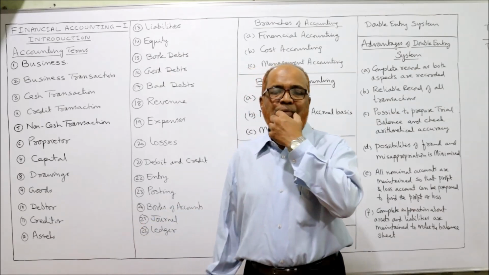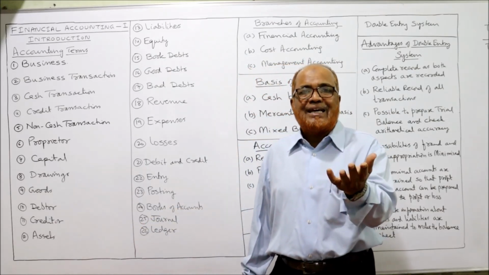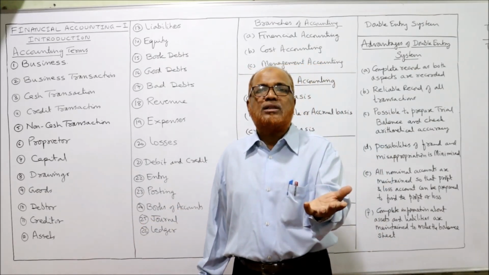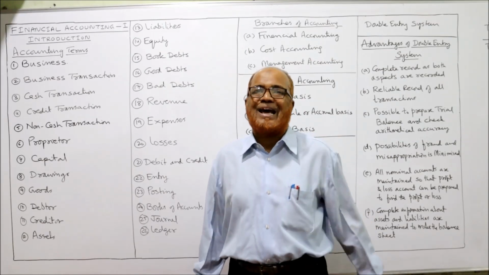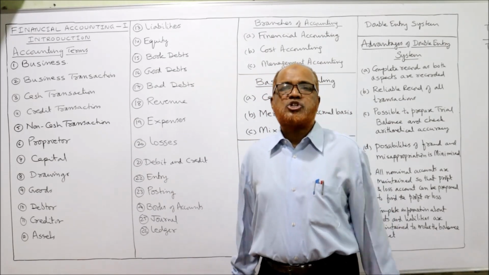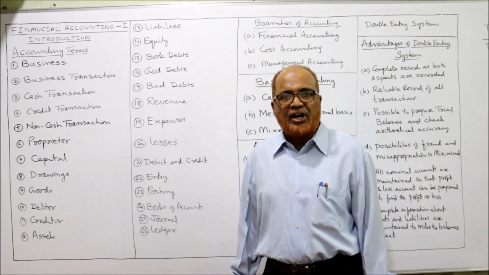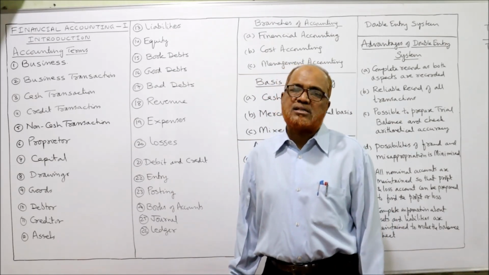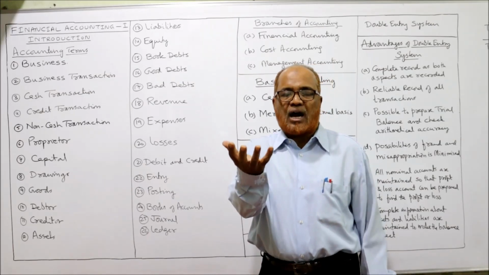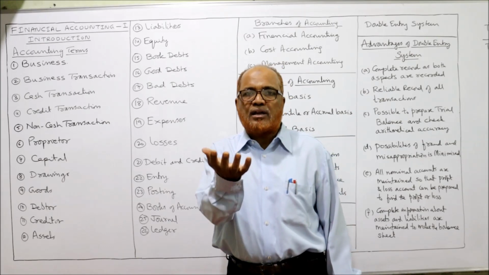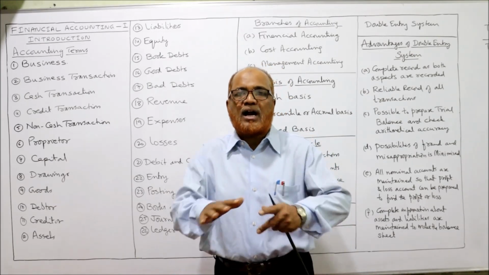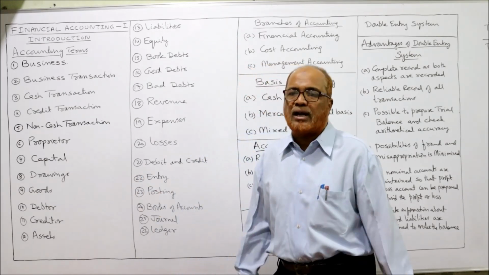Next come assets. The properties or things which are used in the business to run the business activity are called assets. Example, machinery, building, furniture, stock, etc. These are the commodities, articles, property which are used in the business for conducting the business, called assets.